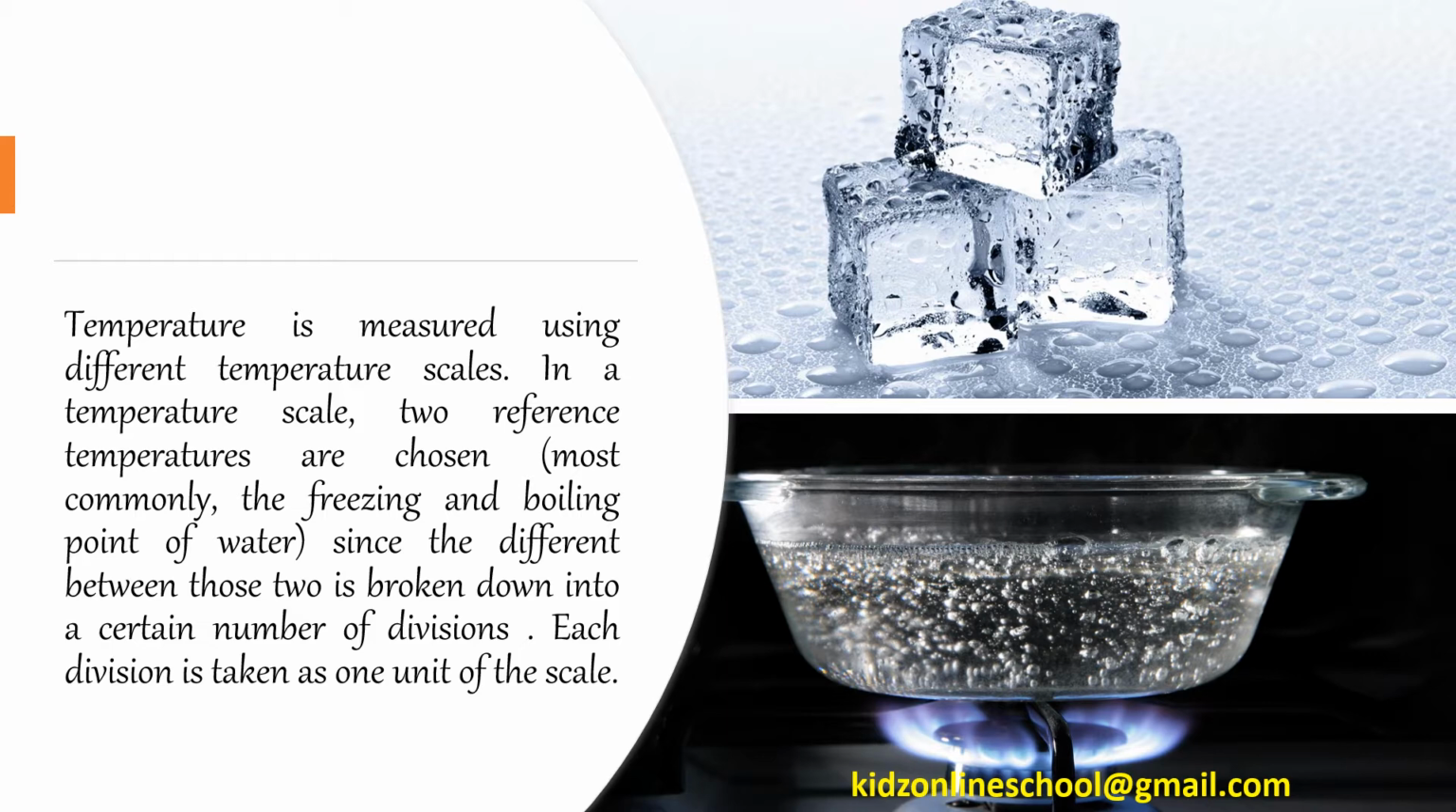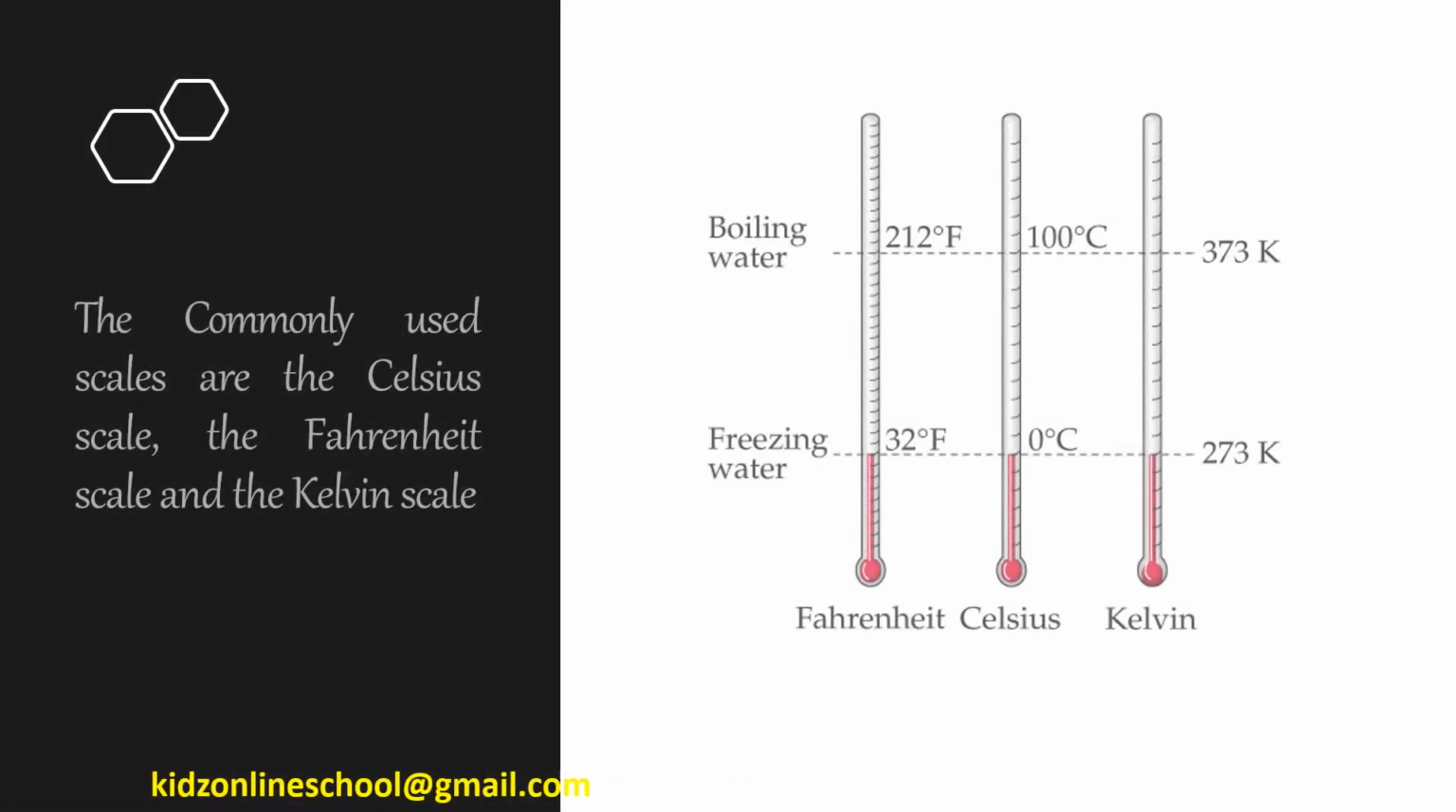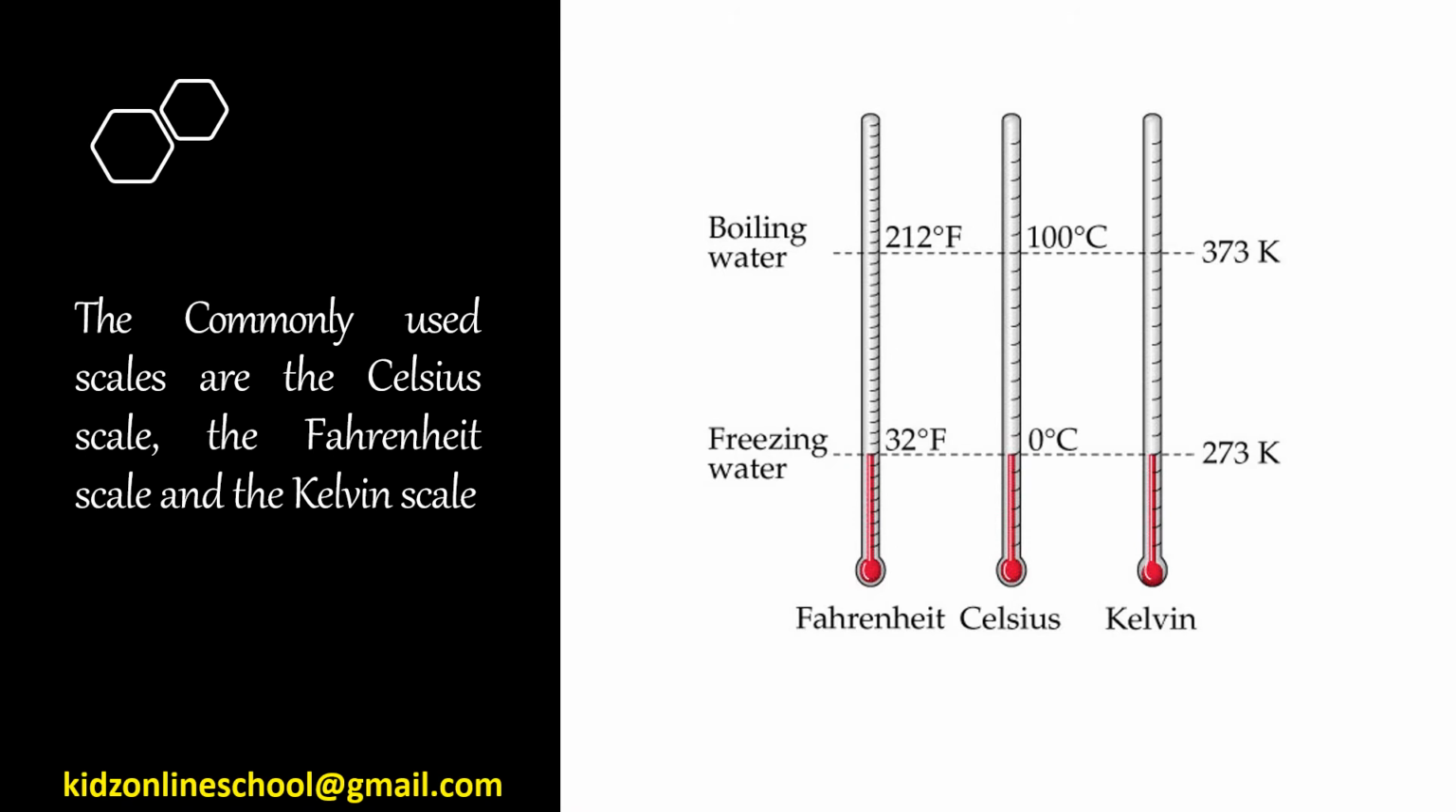The difference between those two is broken down into a certain number of divisions, and each division is taken as one unit of the scale. The commonly used scales are the Celsius scale, the Fahrenheit scale, and the Kelvin scale.